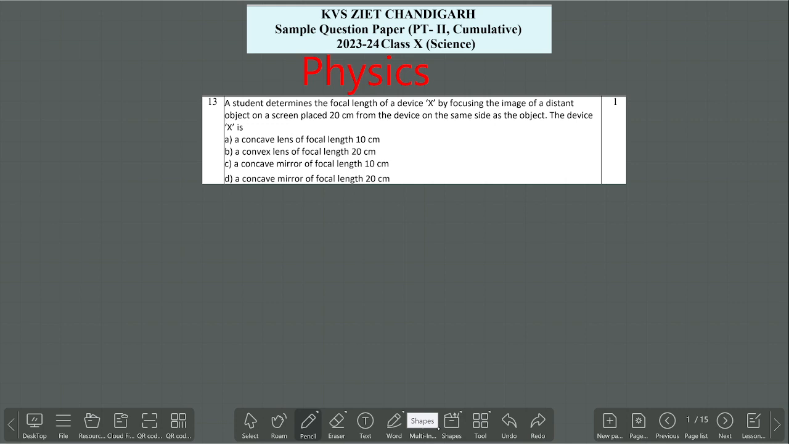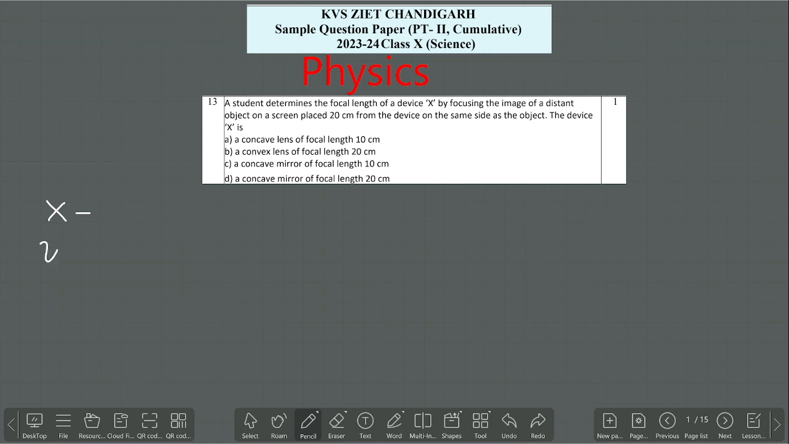The question paper is related to the sample paper which was released by KV. In the 13th question, a student determines the focal length of a device X. He took a device X. We need to identify what device it is by focusing the image of a distant object.